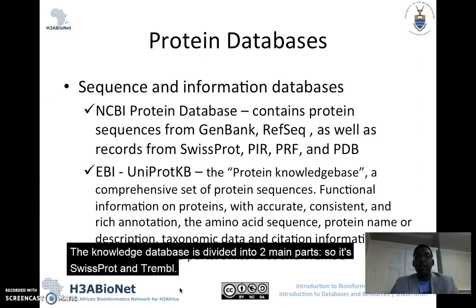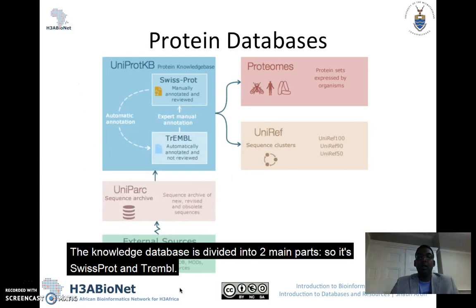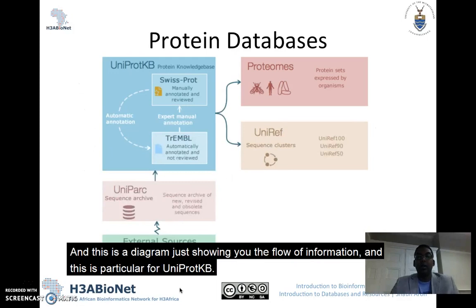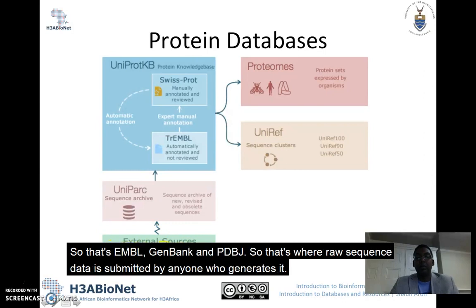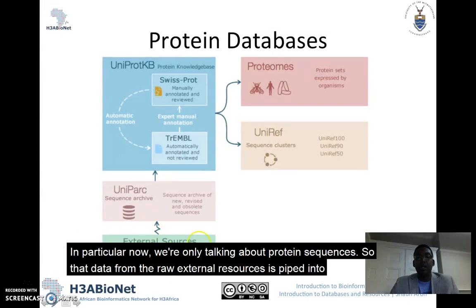The knowledgebase is divided into two main parts, SwissProt and TrEMBL. And this is a diagram just showing you the flow of information, in particular for UniProtKB. At the bottom, you'll see the raw sequence databases, which they've termed external resources. That's EMBL, GenBank, and PDBJ. That's where raw sequence data is submitted by anyone who generates it. In particular, now we're only talking about protein sequences.